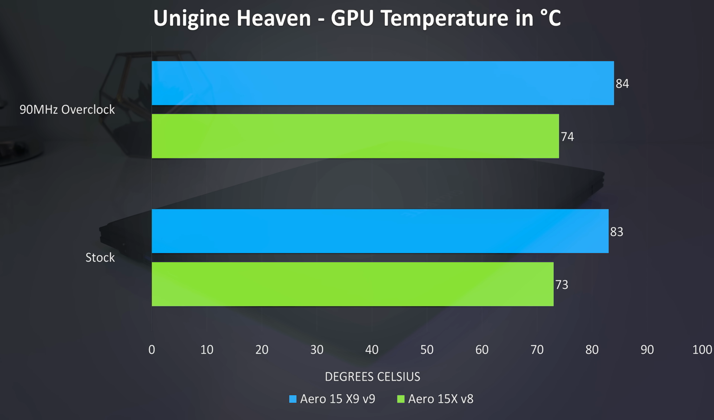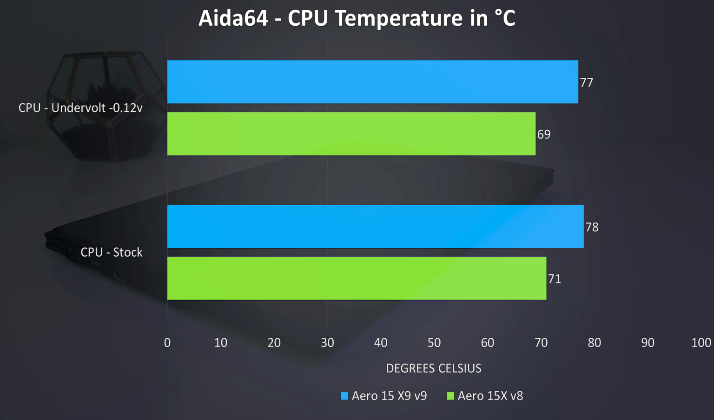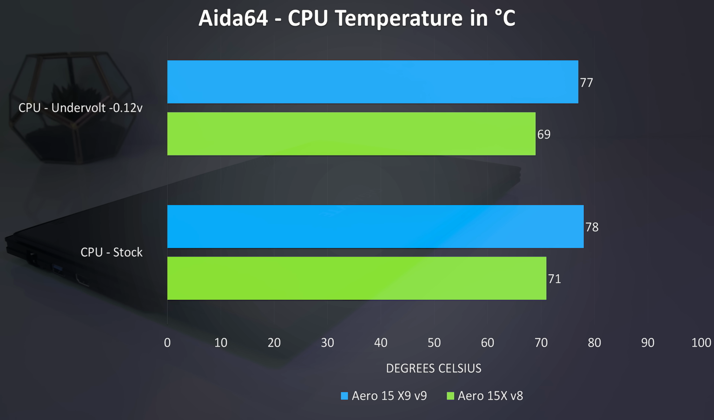As we've seen, the X9 was running hotter, and while the 2070 Max-Q graphics were about 10 degrees Celsius hotter compared to the 1070 Max-Q, I also saw the CPU-only test run hotter on the X9. And given both laptops have the same cooling solution, I'm not sure if there's a thermal paste difference or otherwise some problem specific to my unit. So you'll have to take my temperature results with a grain of salt.